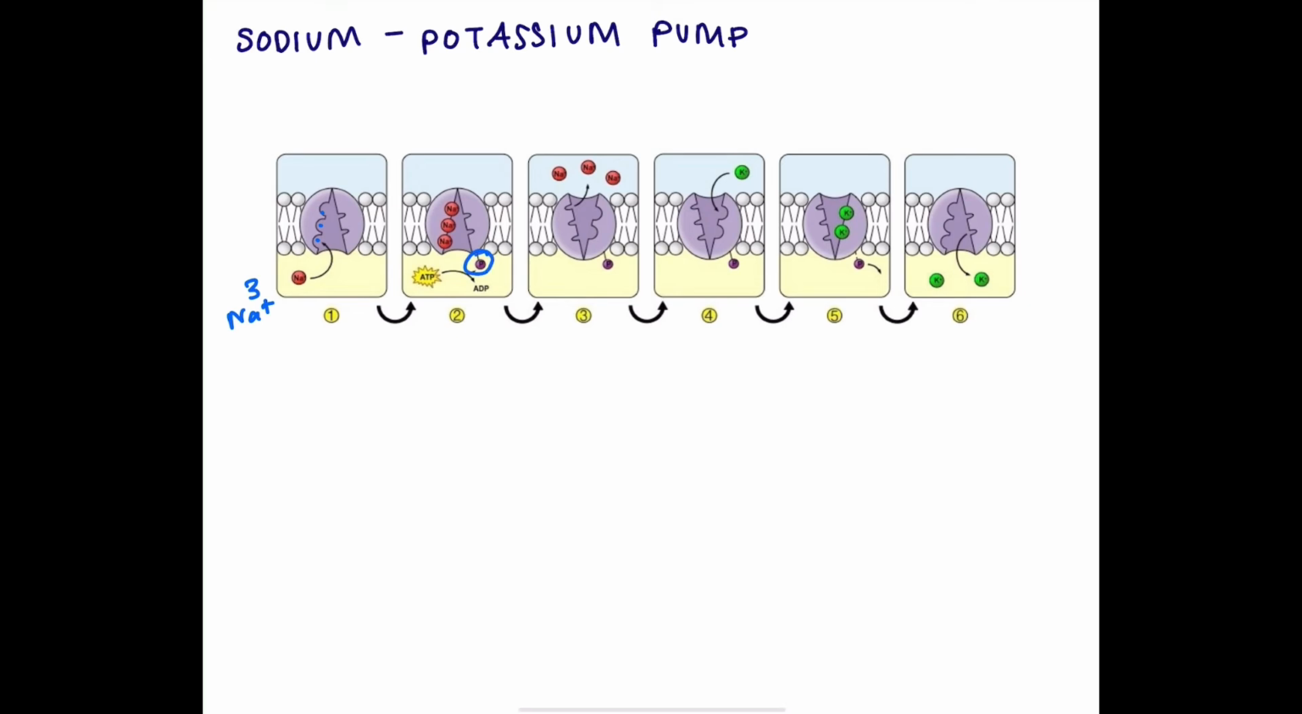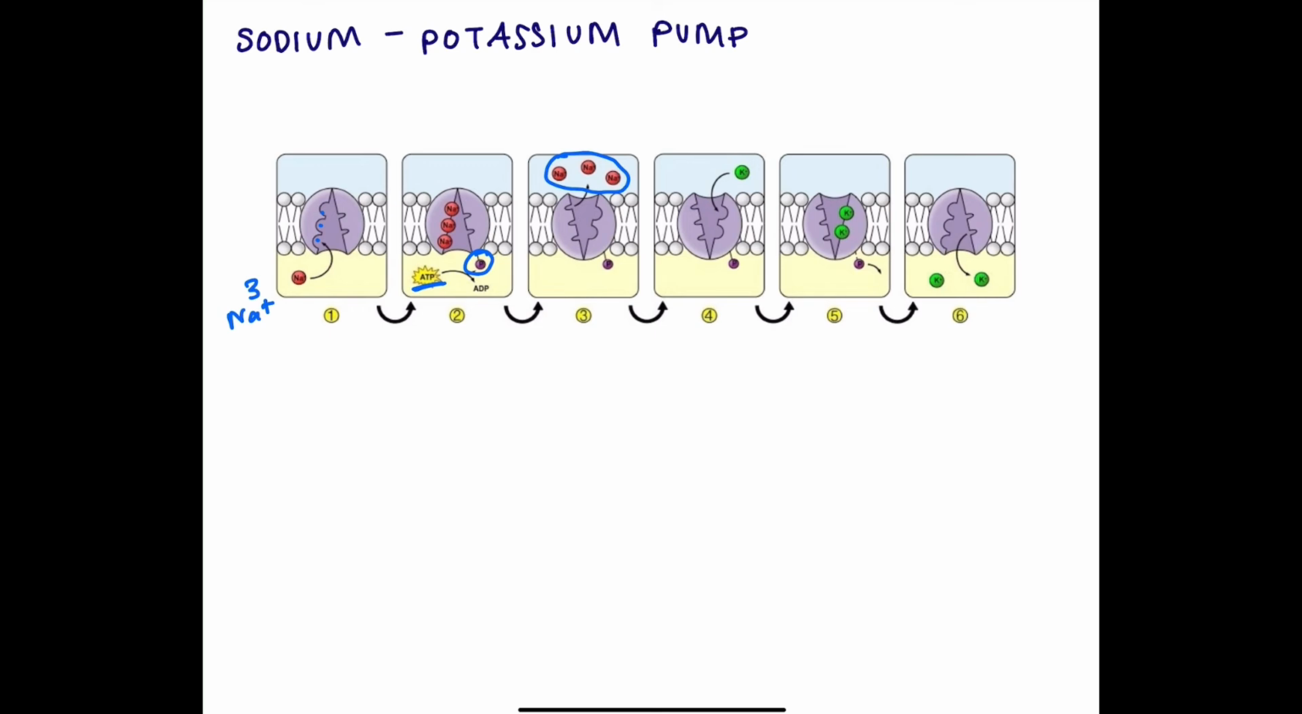After that, a phosphate group, as you see here, is transferred to the pump via the hydrolysis of ATP into ADP. This then causes a conformational change, so now the pump is opened on the other side of the membrane, and it releases the 3 Na+ ions on the other side of the membrane.